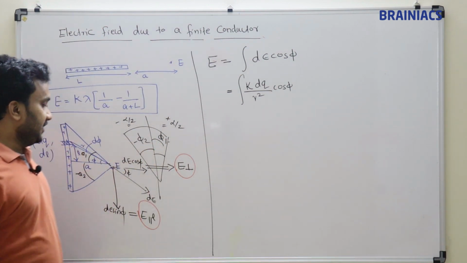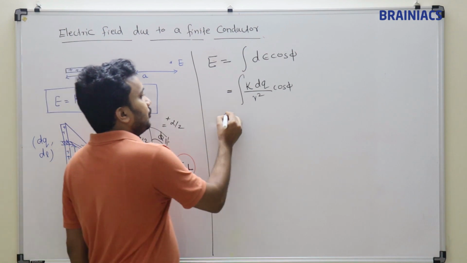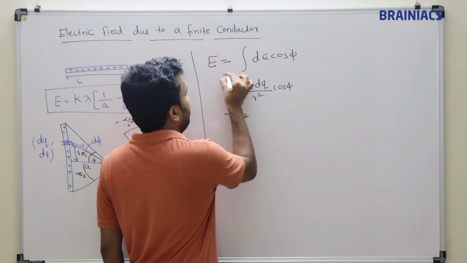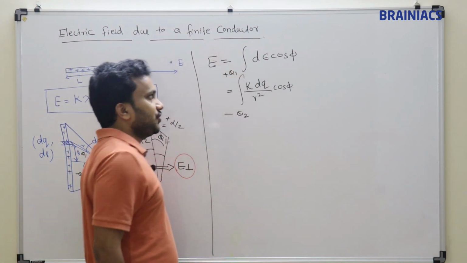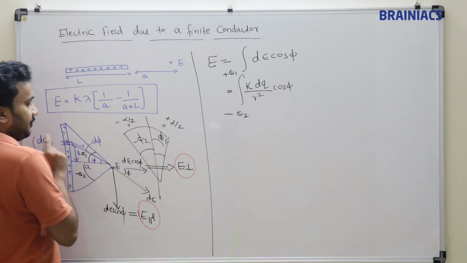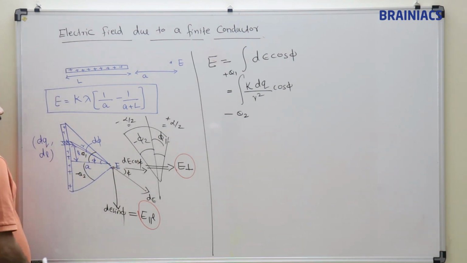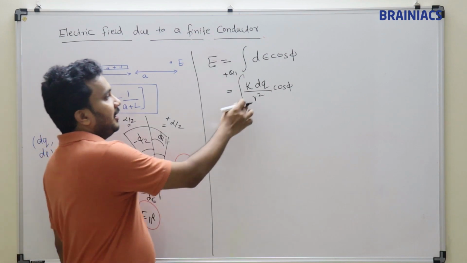The question is, what is the integration limit? From here to here we have to go. So minus theta 2 to plus theta 1 is the integration limit. Here R is not actually given in the question. This is R we have taken. In real numerical problems, the A value will be given and the total length of the conductor can also be given. So R I have to remove.